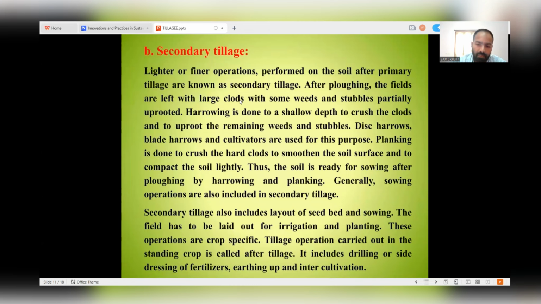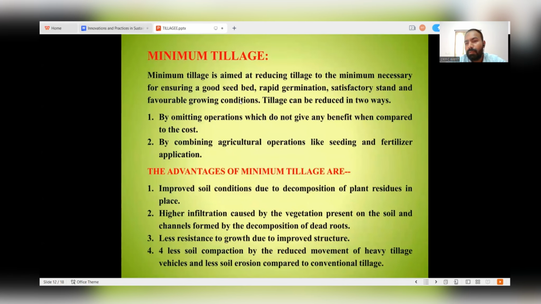Okay. Next, moving on to minimum tillage. What is minimum tillage? Minimum tillage is actually minimal disturbance of your soil. Minimum tillage aims at reducing tillage to the minimum necessary for ensuring a good seed bed, rapid germination, satisfactory stand, and favorable growing conditions. Tillage can be reduced in two ways.